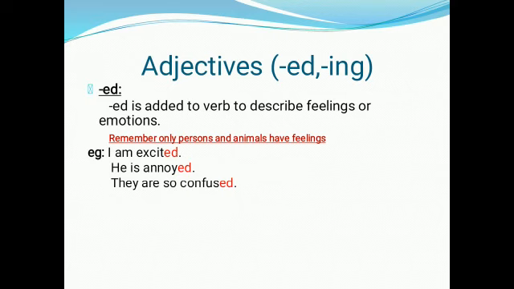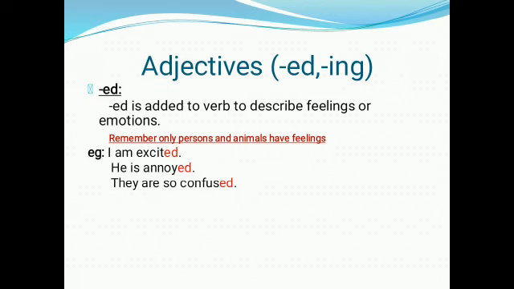He is annoyed. Annoyed is an adjective that is describing the feeling of a specific person. The boy is annoyed. He is annoyed. It means he is not feeling good right now. Okay? They are so confused. Again, the word confused is describing the feelings of the people, that they are feeling confused. They are not clear about something. It means again the feelings are here, emotions are here. We are not talking about the specific person directly. We are talking about the feelings of that person. Are you getting my point?